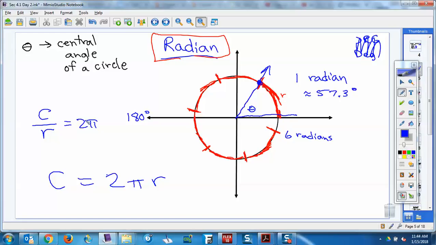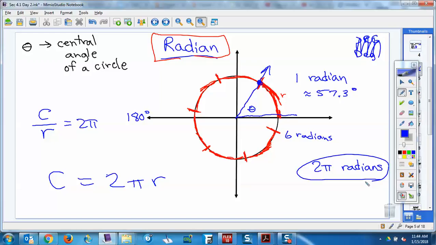Because what's 2 pi? 6.28. Or pi would be 3.14. In other words, the angle around a circle is always going to be 2 pi radians. It's always in radians, not in inches, right? Because that's going to depend. If your circle gets bigger, the distance around gets bigger, right?